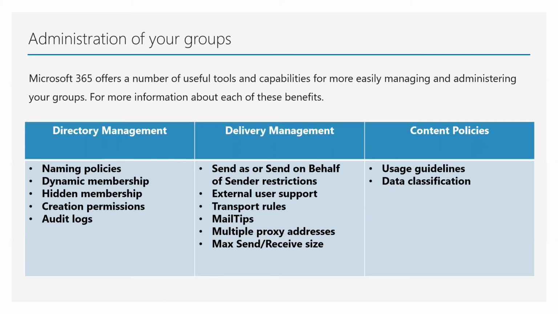Mail tips. I don't know if you're familiar with mail tips, but they give informational messages displayed to users while they're composing a message. They can help reduce your NDRs, warn users if they are sending information they shouldn't, or notify you that maybe you shouldn't be typing that email. Proxy addresses, and even max send and receive, can absolutely reduce sending huge messages that exceed bandwidth requirements. And then some content policies, so usage guidelines and even data classification.